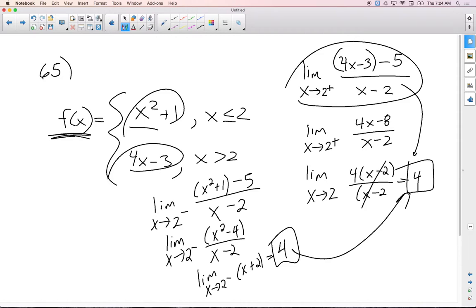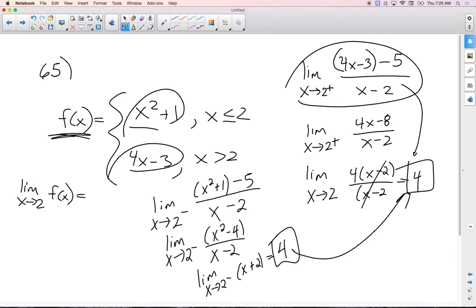No. A line, continuous everywhere, differentiable everywhere. No corners, cusps, vertical tangencies, or discontinuities. But when you put a line and a parabola together, potentially there's discontinuity. So let's check it. Let's just do it in our head. Let's just say the limit as x approaches 2 of f of x.